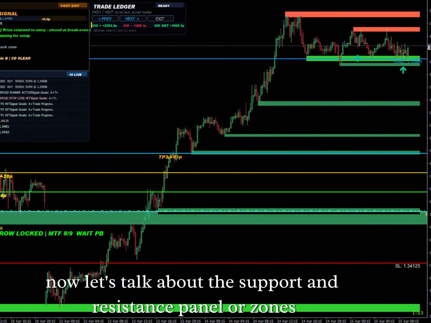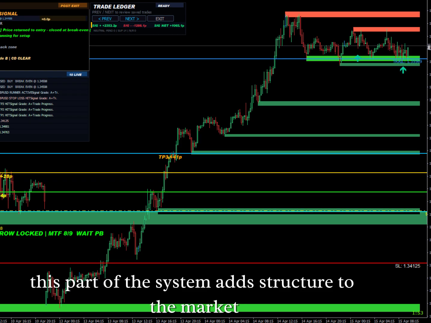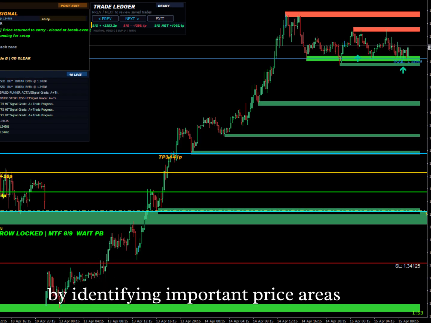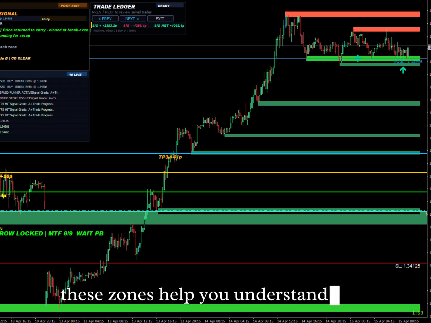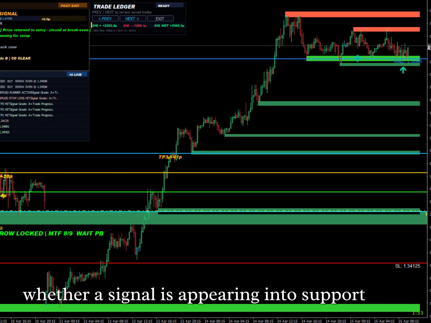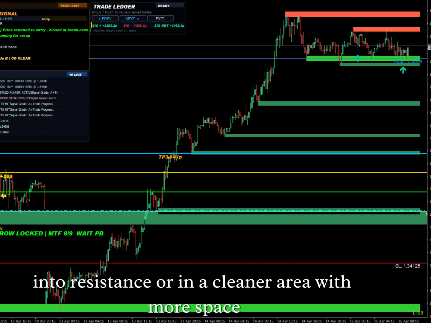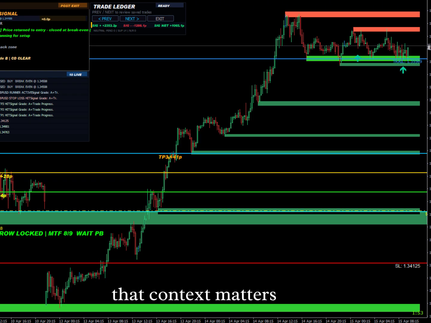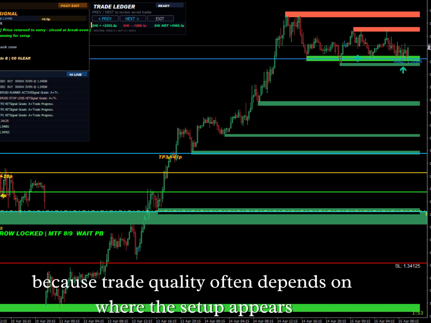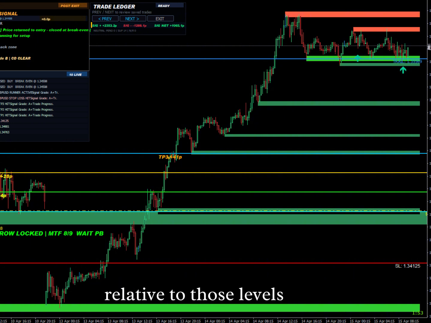Now let's talk about the Support and Resistance panel, or zones. This part of the system adds structure to the market by identifying important price areas. These zones help you understand whether a signal is appearing into support, into resistance, or in a cleaner area with more space. That context matters because trade quality often depends on where the setup appears relative to those levels.